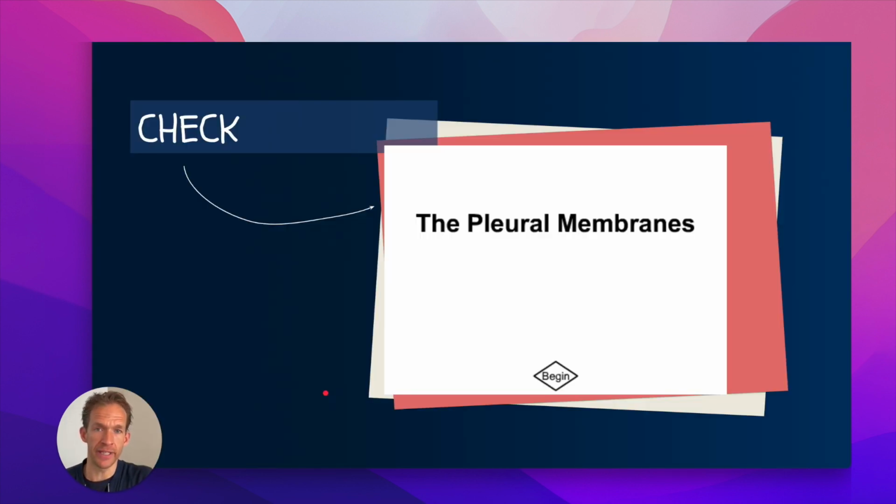On the internet you can find an animation of the picture that I showed you in the previous slides to bring it a little bit more to life. But the most important message is to understand that the lungs are basically connected to the chest indirectly through these two pleura.